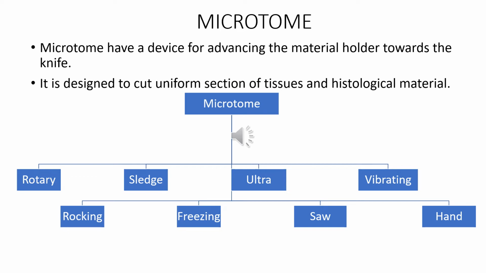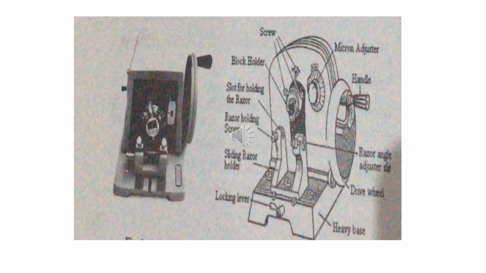There are several types of microtomes: rotary, rocking, sledge, freezing, ultra, saw, vibrating, and hand microtome. Here is the basic structure of the rotary microtome, which we generally use in our labs. It has a handle, razor angle, adjust slit, drive wheels, heavy base, locking lever, sledging razor holder, razor holding screw, slot for holding the razor, block holder, screw, etc.